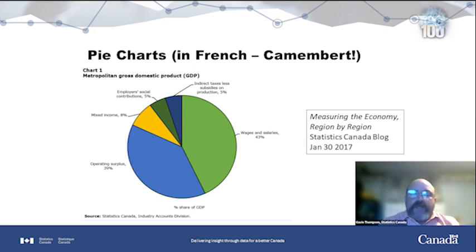So here's an example from Statistics Canada from 2017. I just picked this one up to show this is a very good way to do this. So we put all of the labels on our chart so that we can see it right away. So for example, the yellow one we see, it says mixed income 8%. We see the source, which is down below, which is the Statistics Canada Industry Accounts Division. And I've kept the reference over on the right there in that box. It's for measuring the economy region by region.